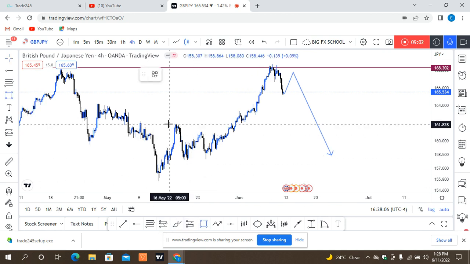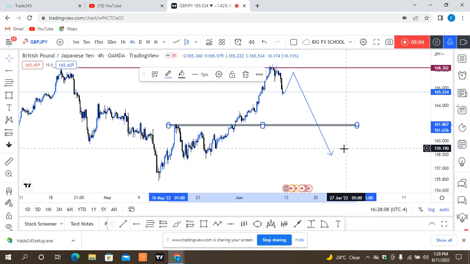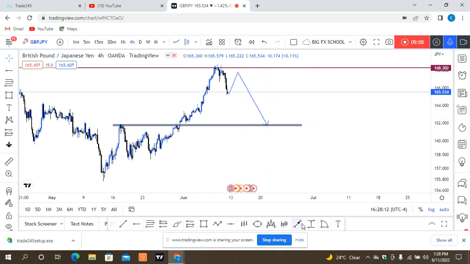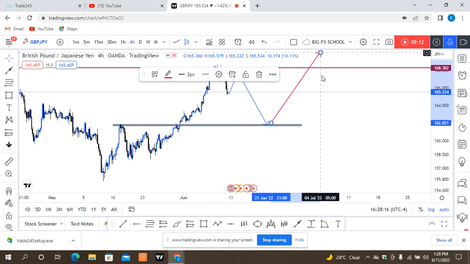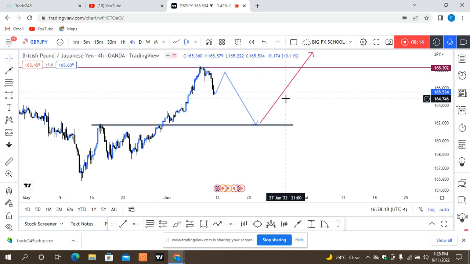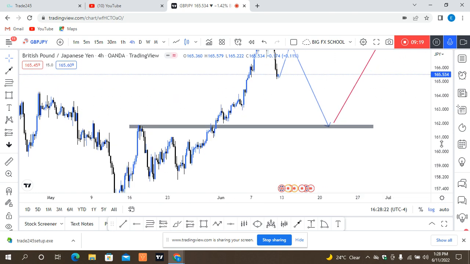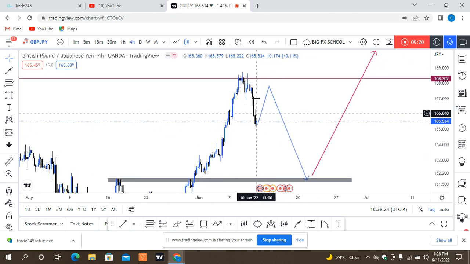Okay? At least until this level. And after that, we are going to be in the way to make the higher high again. So for the coming week, I will be looking to short GBP JPY.